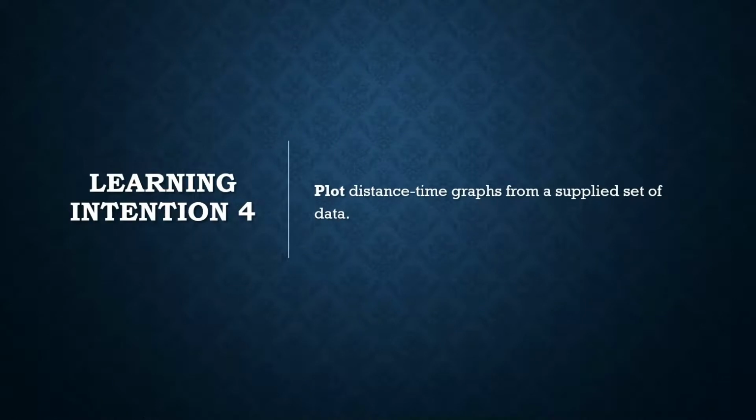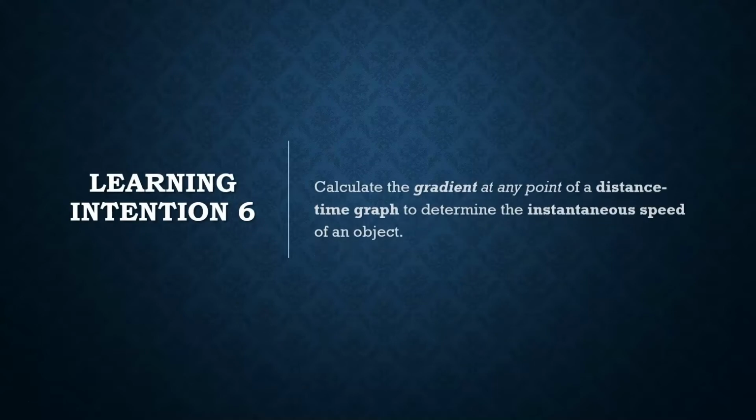Okay, learning intention number 4. You need to be able to plot distance time graphs from a supplied set of data. Now remember in your exam, some of you were losing marks because you didn't have a title. You plotted your axis wrong. Distance is the y-axis. Distance is the vertical axis and time is the horizontal axis. Making sure you get your units right and things like that.